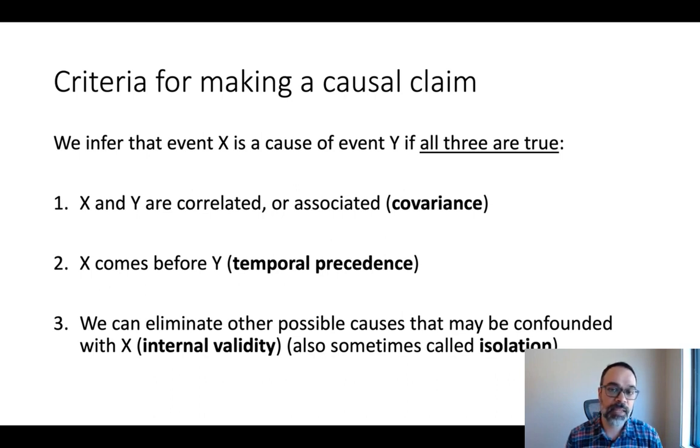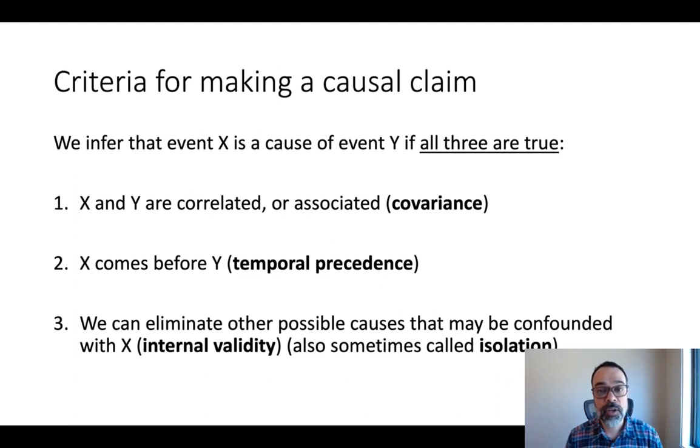And then, can we eliminate other possible causes that may be confounded with it? So other things that might have led people both to start smoking and to acquire lung cancer. If we can rule out that some other, these are sometimes called third variables, account for this association, then we would have all three of these checked off and we would say, yes, this data provides support for the idea that smoking causes lung cancer.